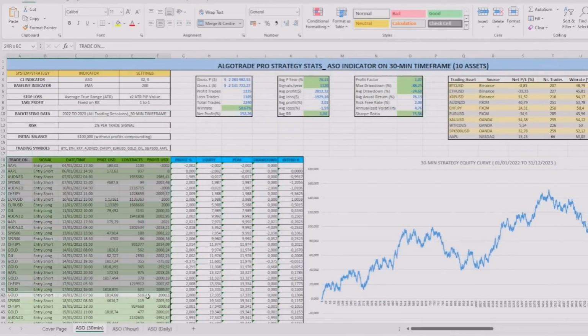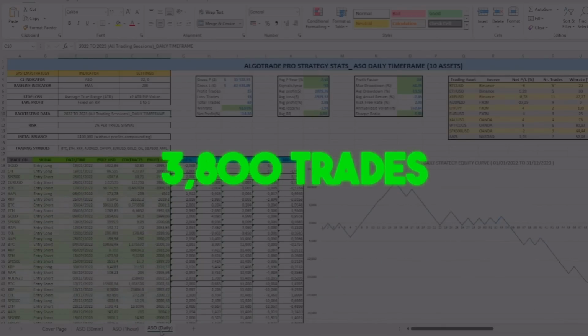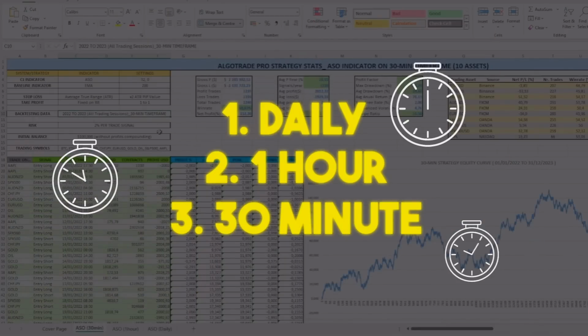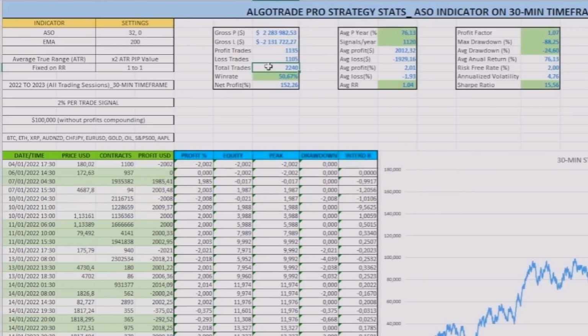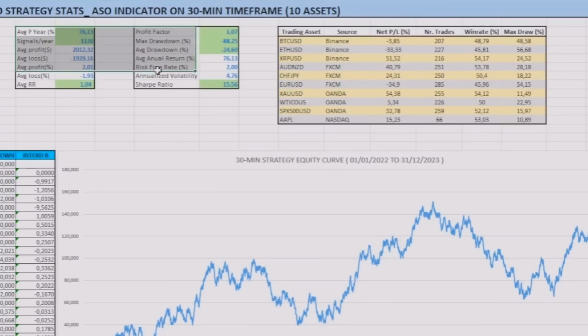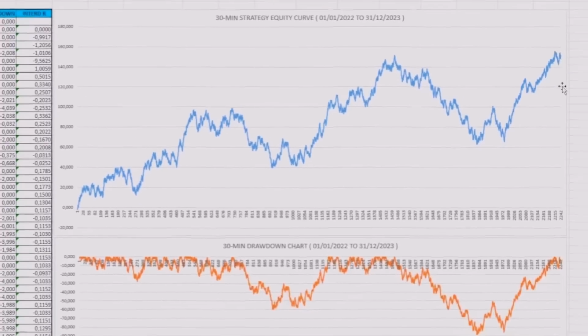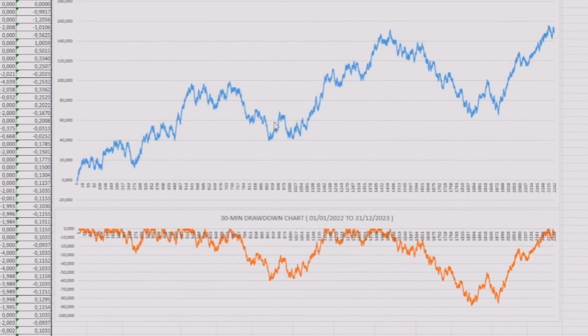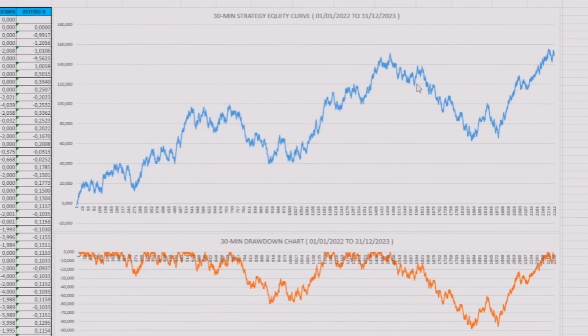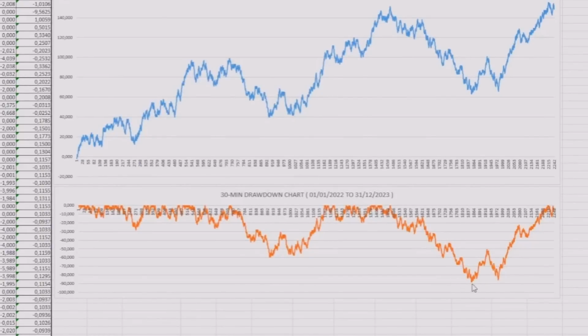After inserting all the trades into my trading journal, I got an analysis of about 3,800 trades across the 3 different timeframes. In the 30-minute one, after 2,240 trades, it achieved a win rate of 50.67% and a net profit of 152%. Here you can check other metrics and also the results of every single asset. By looking at the equity chart, we can easily verify that in this time frame, the average sentiment oscillator, despite being profitable, is inconsistent with some big drawdown periods.